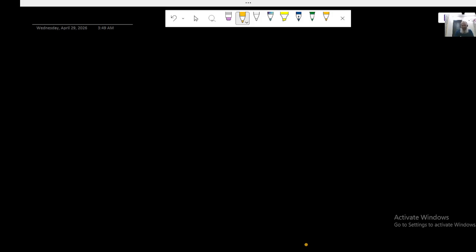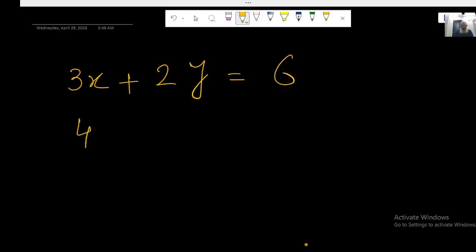First, I'll write the equations. 3x plus 2y is equal to 6, and 4x plus 3y is equal to 11. So, my dear students, here the key idea is to make the coefficients of x or y similar.